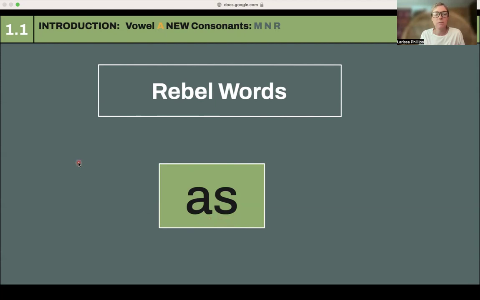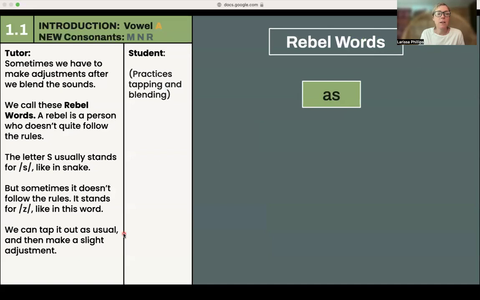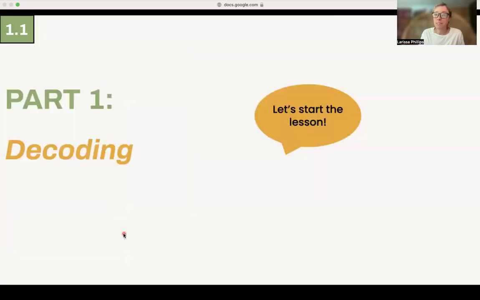It's a rebel word. And the rebel words will always have green in them on the background so that you'll know this is a rebel word. Okay, you just have to make a little adjustment. Okay, let's start the lesson.